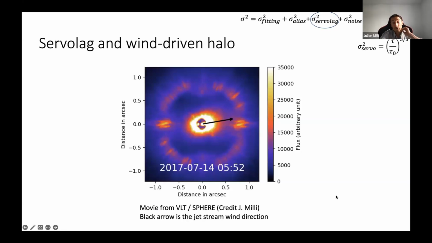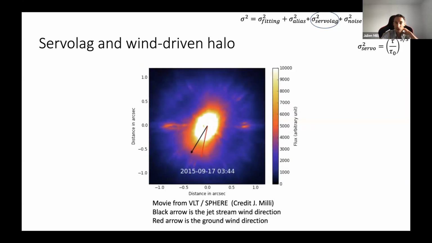Then a big contribution to your budget of error is this servo lag that we also call the temporal error, or also the wind-driven halo. There are several terms. Why do we call it the wind-driven halo? I think you will understand very easily through this video. This video shows you the series of coronagraphic images obtained with SPHERE over about an hour. And the black arrow shows you the direction of the wind in altitude at about 12 kilometers in what we call the jet stream layer.